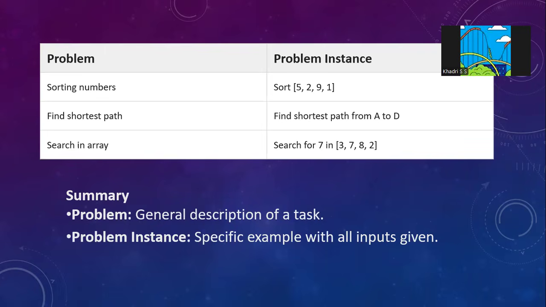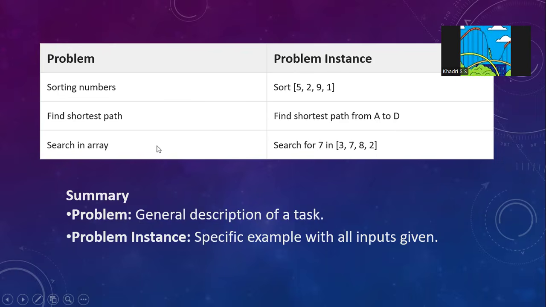Here are examples of a problem and a problem instance. In the problem, we say it is sorting numbers. In the problem instance, we specify the numbers, the inputs. Find the shortest path: in the problem instance, they will provide the paths, and we need to find out the shortest path.